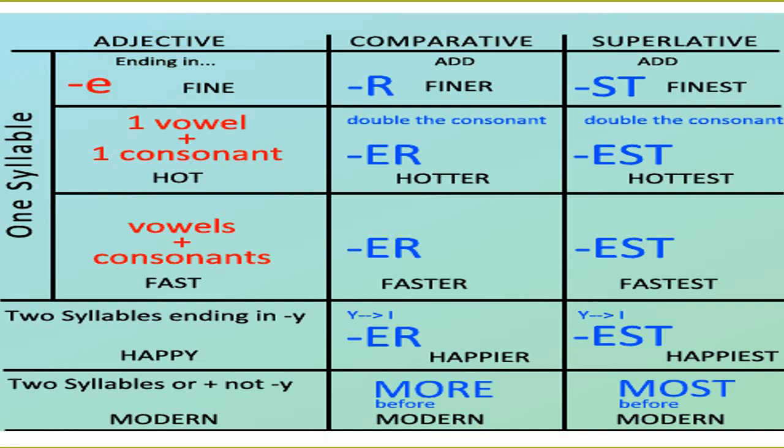If there is an adjective with more than 6 letters, you have to write more before it for the comparative form and the most before it for the superlative form. The example, modern, comparative form is more modern and the superlative form is most modern.